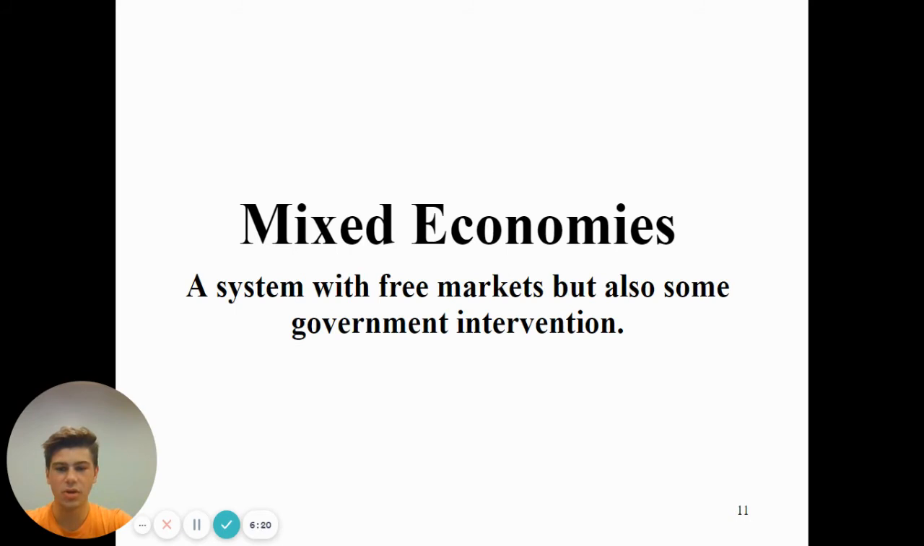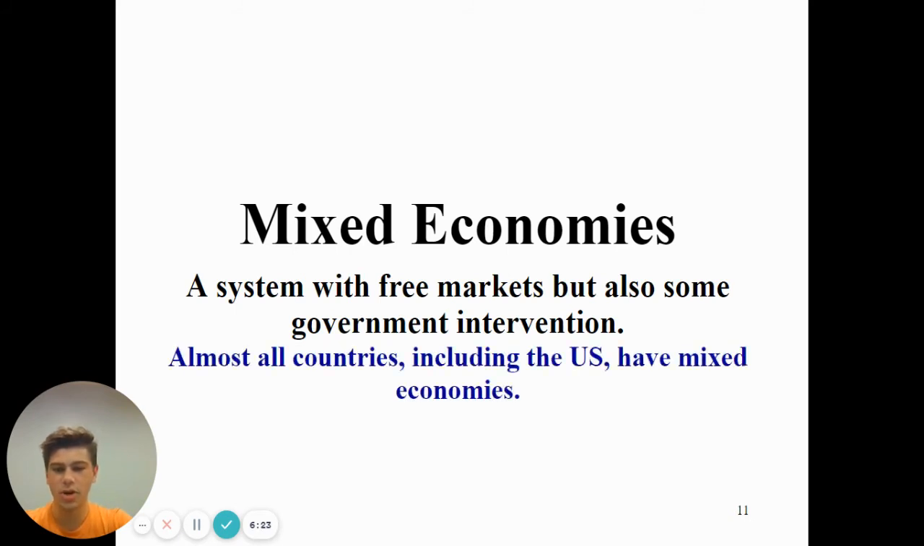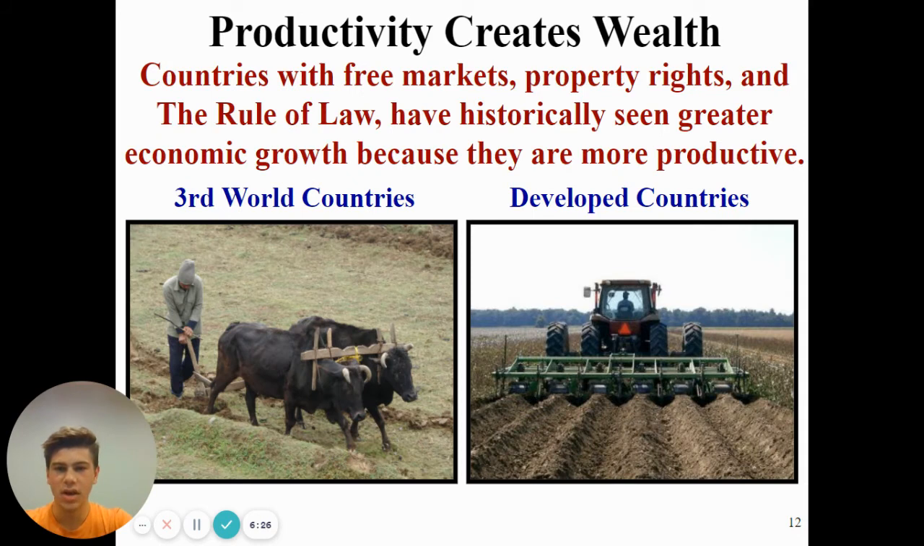So mixed economies are the most common ones. It's what we are in America, and it combines them both. Obviously, the government is involved, but it is largely driven by the free market, the invisible hand. And countries with free markets have things like property rights, and the law is actually enforced. They have a rule of law. At least in the past and up to date, they have shown and seen greater economic growth because they're more productive. In third world countries, you see a picture on the left of farming being done by cattle, as opposed to farming being done by a large tractor, where we're being more productive.